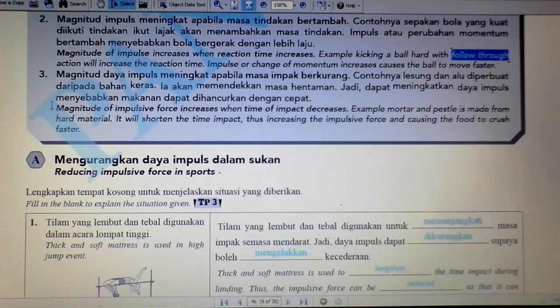Alright, number 3. Magnitude of impulsive force increases when time of impact decreases. Example, mortar and pestle is made of hard material. It will shorten the time of impact, thus increasing the impulsive force and causing the food to crush faster. As we discussed before, impulsive force is inversely proportional to time of impact. When time of impact is shorter, impulsive force is larger. Also remember, hard material or hard surface will shorten the time of impact.